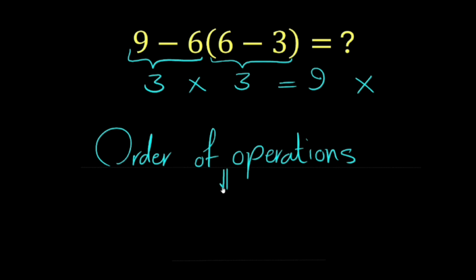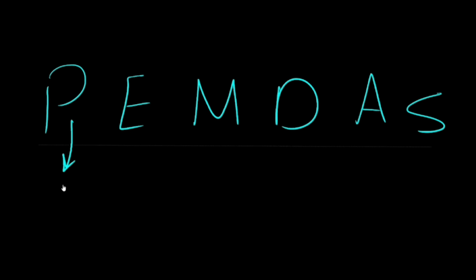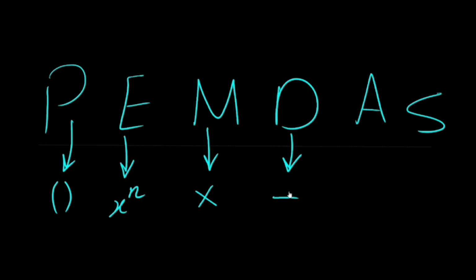The order of operations is known by the short acronym PEMDAS. In PEMDAS, P stands for parentheses, E stands for exponents and roots, M stands for multiplication, D stands for division, A stands for addition, and S stands for subtraction.